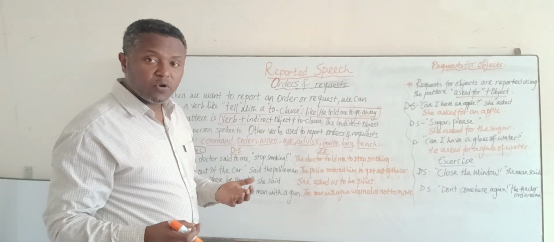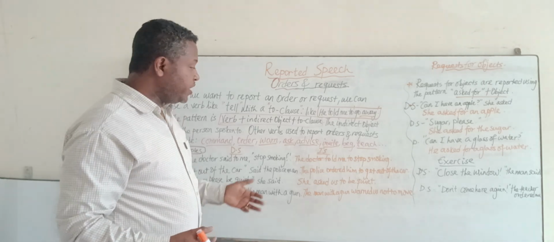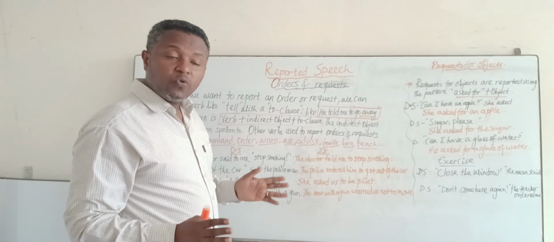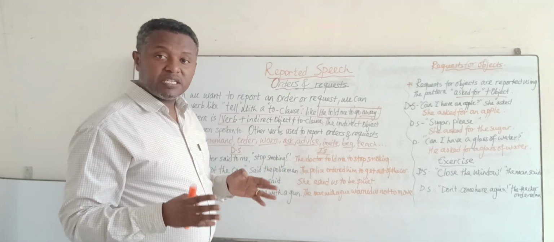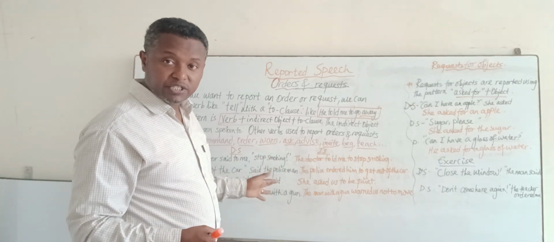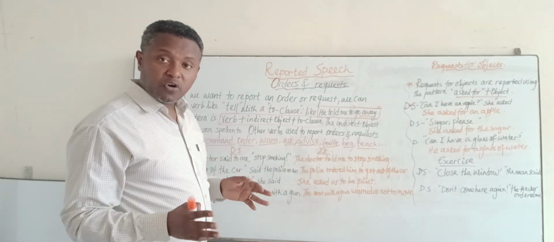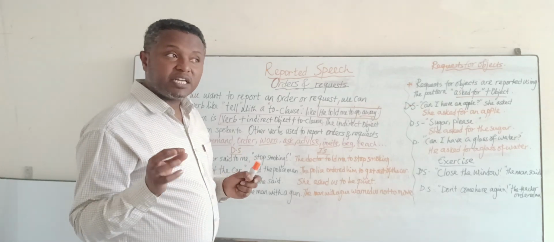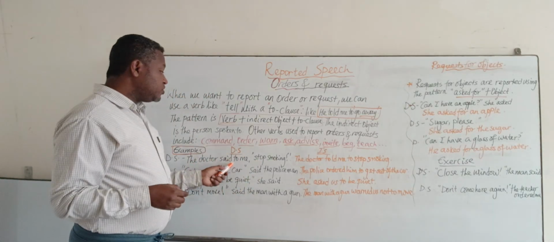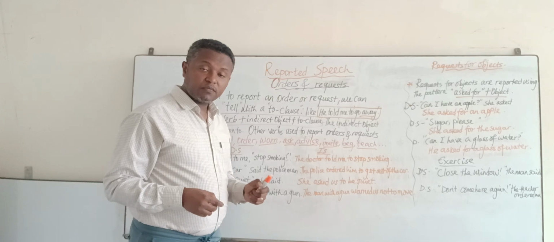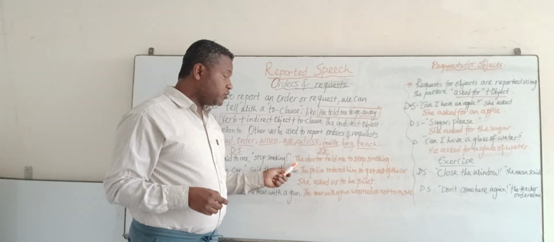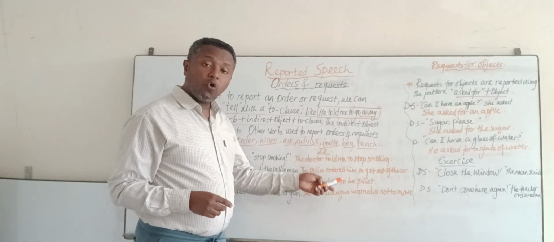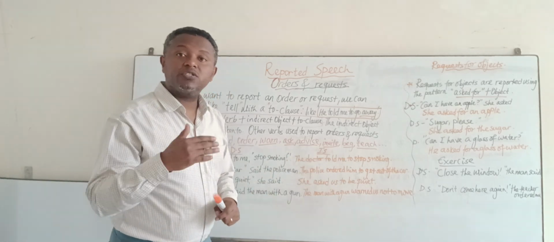So how are we going to report these things? When we report these things, as I told you, we usually don't need much change with the tense of the direct speech. There can be a pronoun change, but basically what plays the role here is the reporting verb. For example, the doctor said to me, stop smoking. So we report it like, the doctor told me to stop smoking.